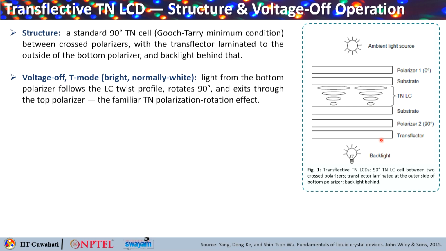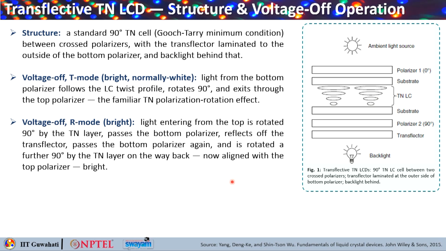So what happens in the voltage off condition, that is basically the transmission mode. It is basically the bright normally white mode, because the light from the bottom polarizer basically follows the liquid crystal twist and it rotates 90 degrees and it could exit through the top polarizer, that is the familiar twisted nematic polarization rotation effect.